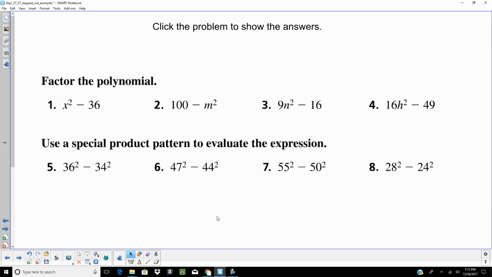So let's just take a second. I'm just going to ask you to stop and do the first 4 on your own. Hit pause and then check yourself.